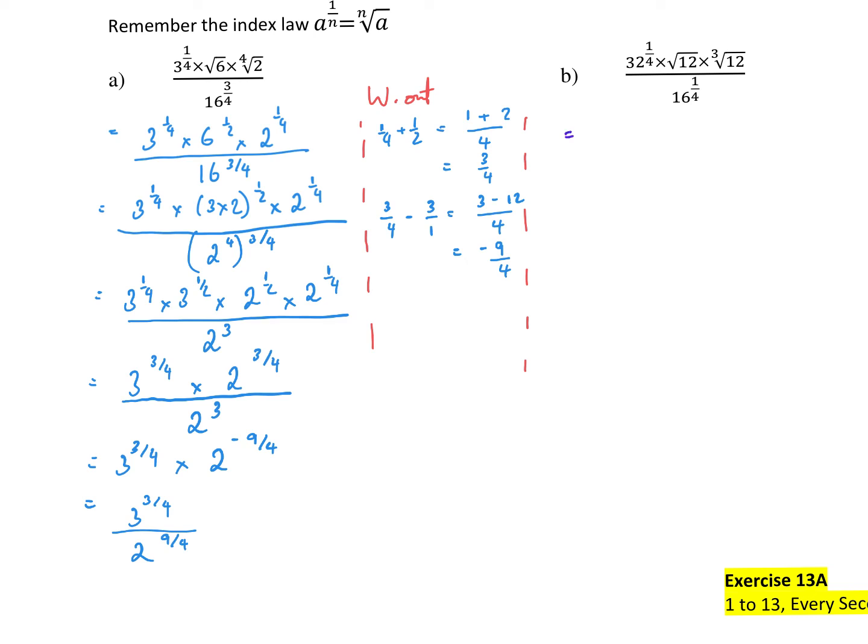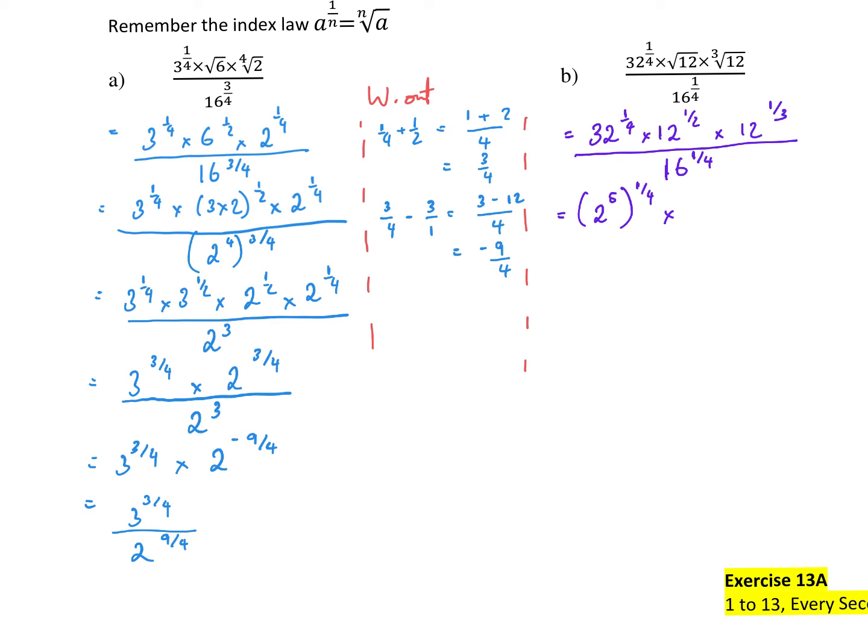I'm going to start by getting rid of my square root signs. So 32 to the power of 1/4 times 12 to the power of 1/2 times 12 to the power of 1/3 all over 16 to the power of 1/4. Alright, trying to limit the amount of bases I've got here. So I'm going to say 32 is 2 to the power of 5, to the power of 1/4.